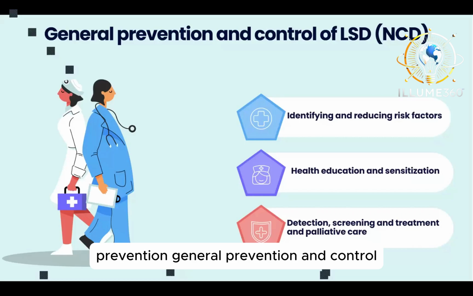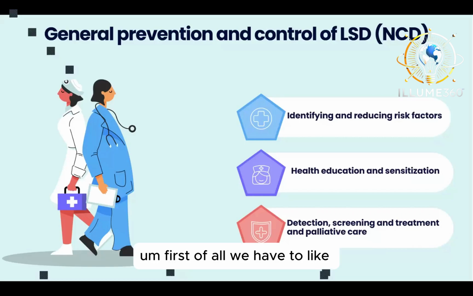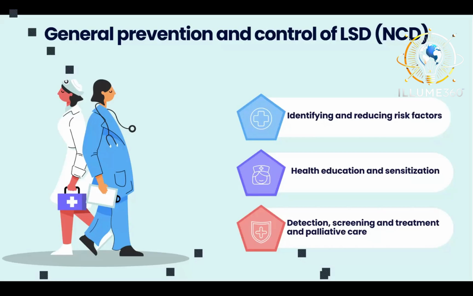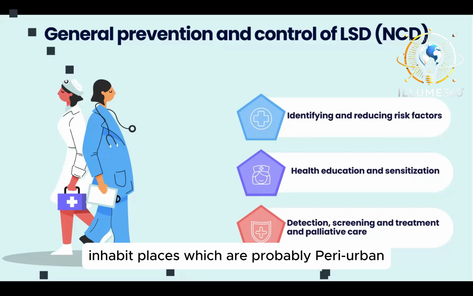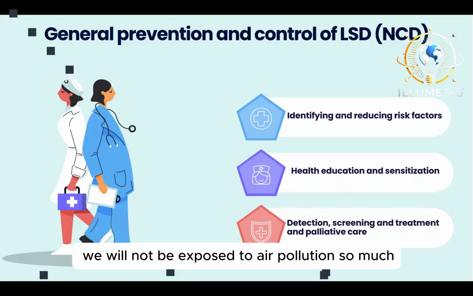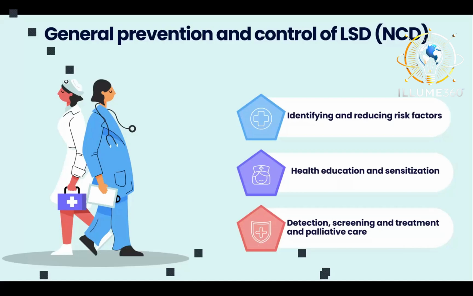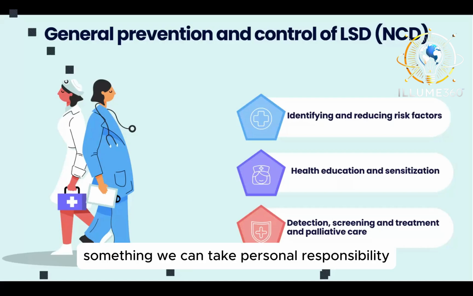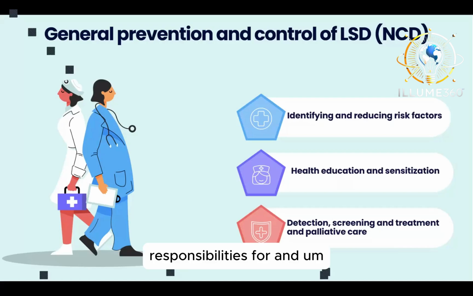Prevention, general prevention and control. First of all, we have to, like I said, identify the risk factors, and we have to reduce our exposure to those risk factors. So like I indicated about the causes, if it's causing too much pollution, what we can do for ourselves is probably inhabit places which are peri-urban. We will not be exposed to air pollution so much, right? Excessive drinking of alcohol is something we can take personal responsibility for, and reduce alcohol intake.